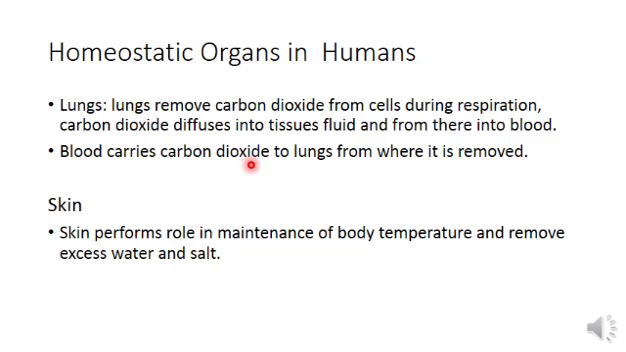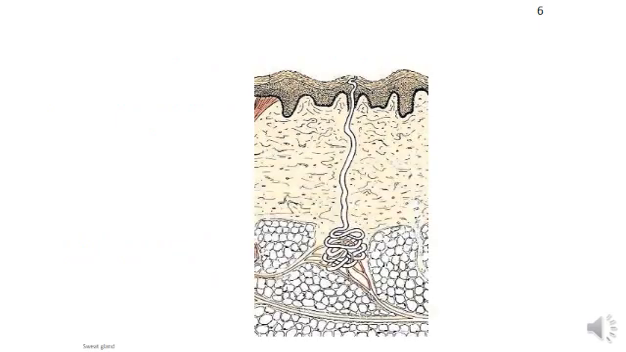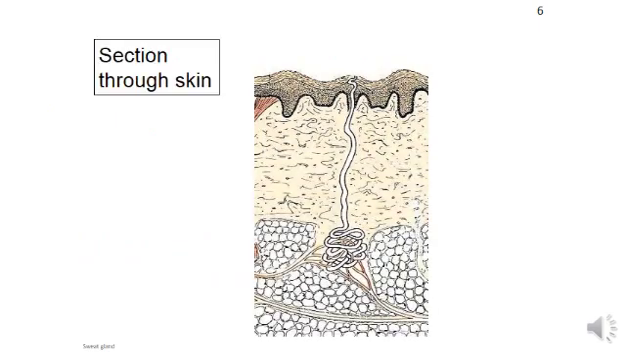Carbon dioxide is a byproduct of cellular respiration, and it is produced during the process of respiration, and it is removed with the help of the lungs through the process of breathing. So one of the homeostatic organs is this, and it helps in the balancing of the gases inside the body. Another important organ is skin. Skin is actually a thermoregulatory organ, and it helps in the regulation of temperature, but it also eliminates some waste product like salts. Skin performs a role in maintenance of body temperature and removes excess water.